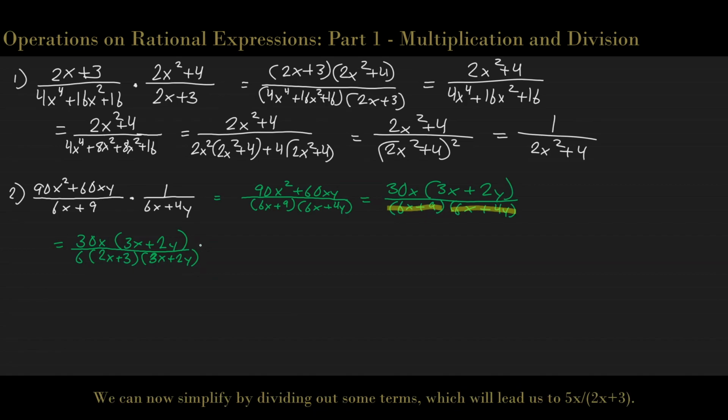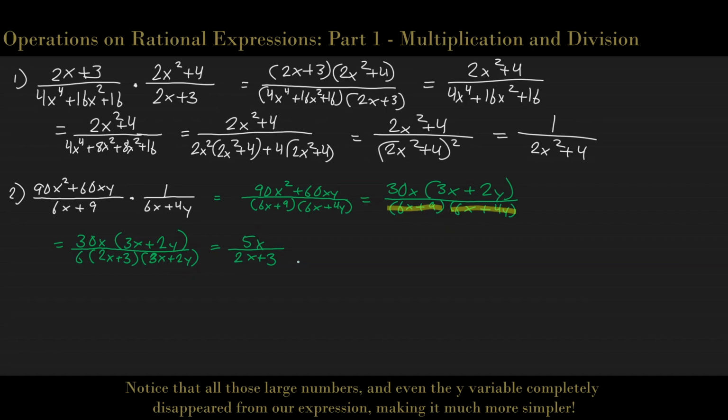We can now simplify by dividing out some terms, which will lead us to 5x divided by 2x plus 3. Notice that all those large numbers and even the y variable completely disappeared from our expression, making it much simpler.